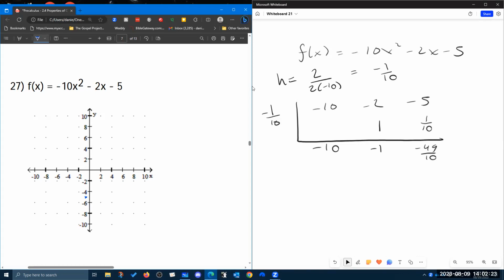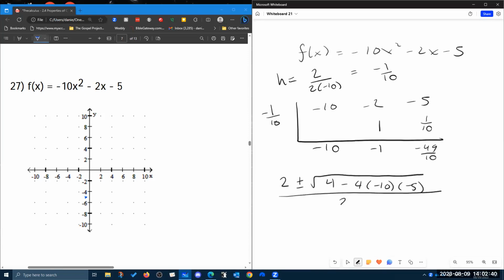It's down there somewhere. Let's see if I can find some x-intercepts. So -b plus or minus the square root of b squared minus 4ac, all over 2a. I've got a problem here in that I've got 3 negatives. So there's going to be no x-intercepts.